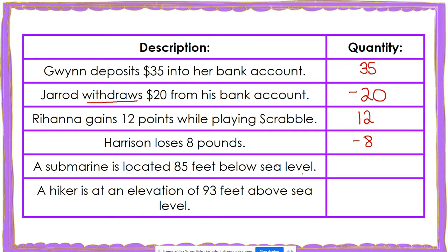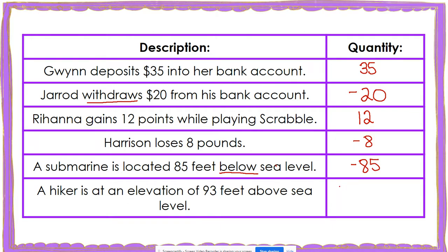Sea level is typically at a level of 0 feet elevation. If a submarine is 85 feet below that, then that means that it is below an elevation of 0. That means that this can be represented with a negative number. So this would be at negative 85 feet.